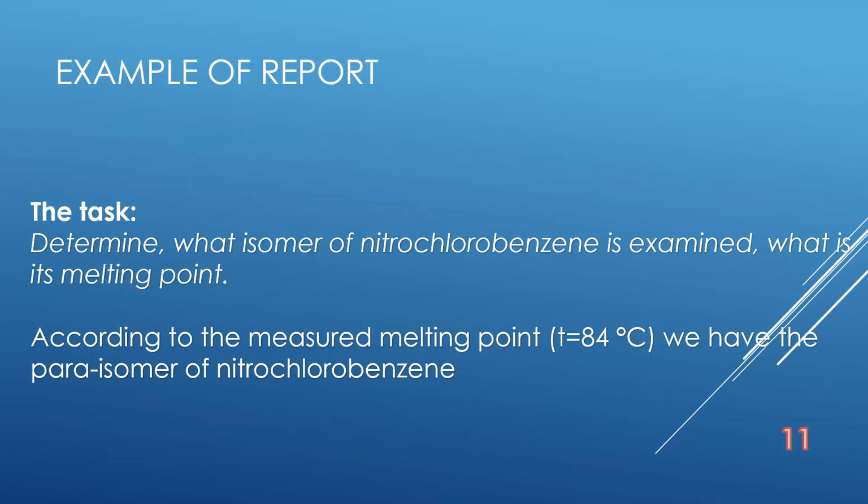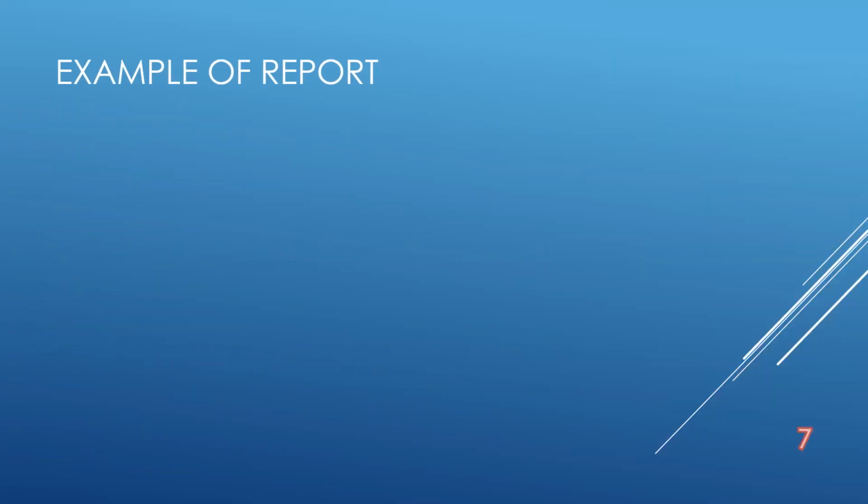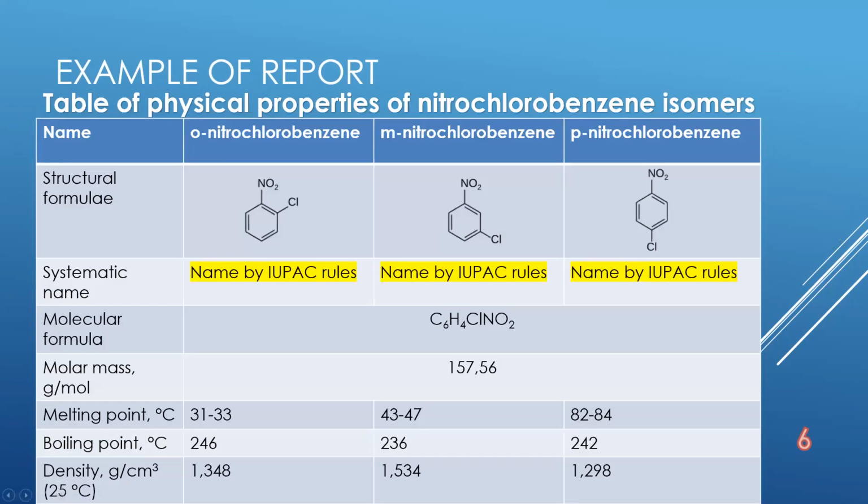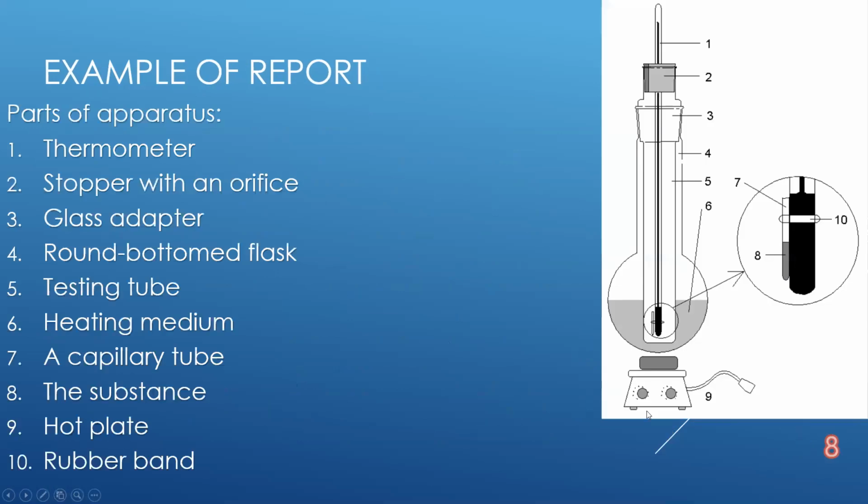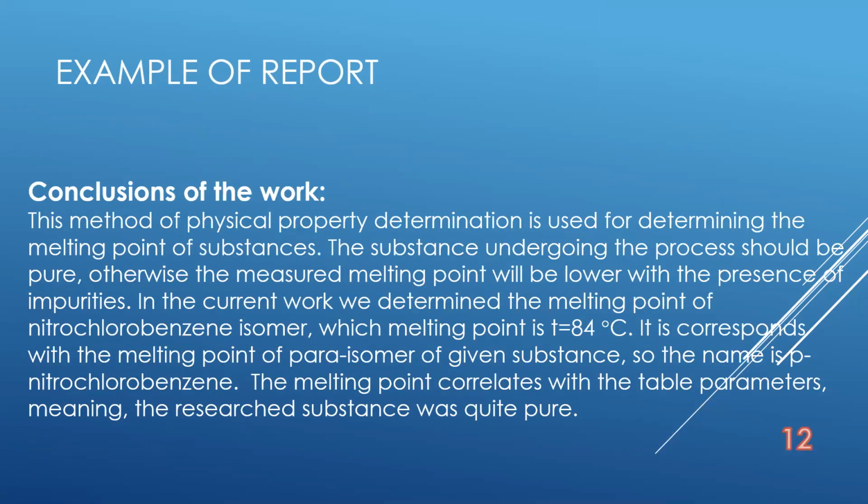We have the para isomer of nitrochlorobenzene, which is para-nitrochlorobenzene. You can see this in the table. So the melting point of nitrochlorobenzene is 84 degrees centigrade. And finally, you should do the conclusions of the work. So what is this method about? What is measured by this method?